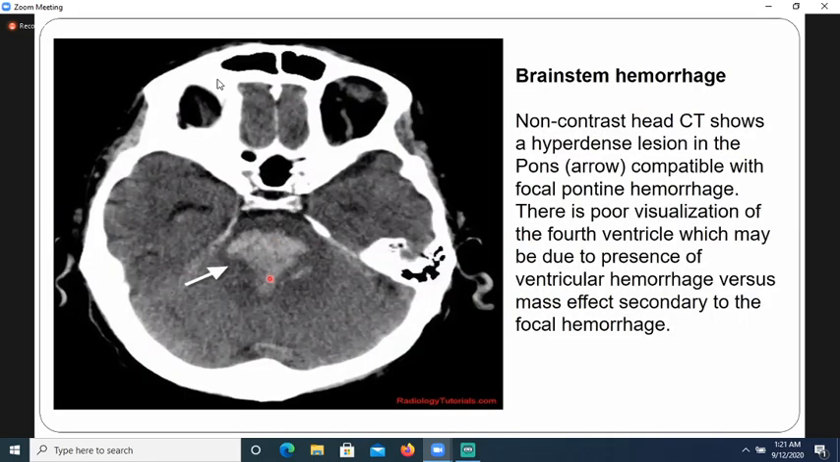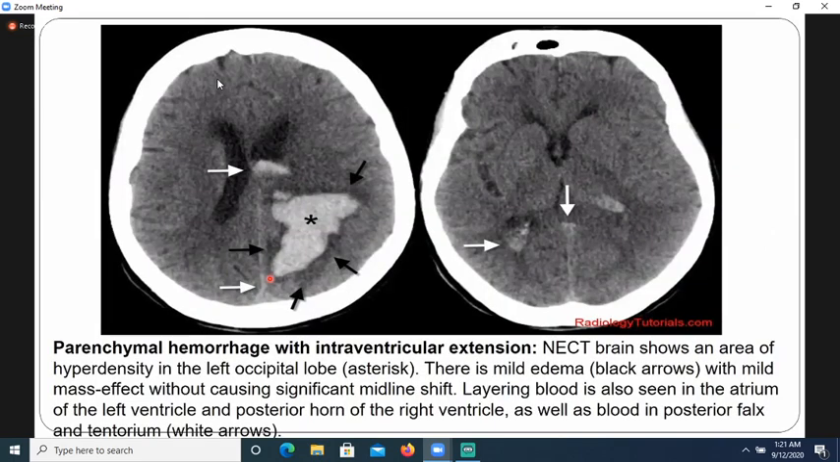This is another case of cerebral hemorrhage with intraventricular extension. This is within the intraventricular trigone of the lateral ventricle. And there is also in this lateral ventricle a hyperdensity. So there is intraventricular extension of the hemorrhage from the intraparenchyma. This occurs most of the time.